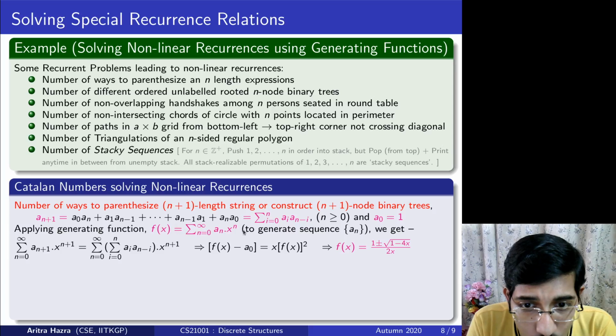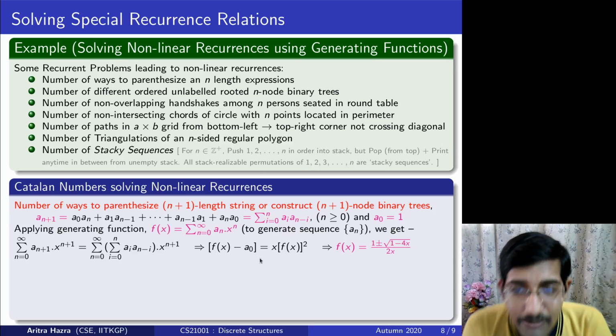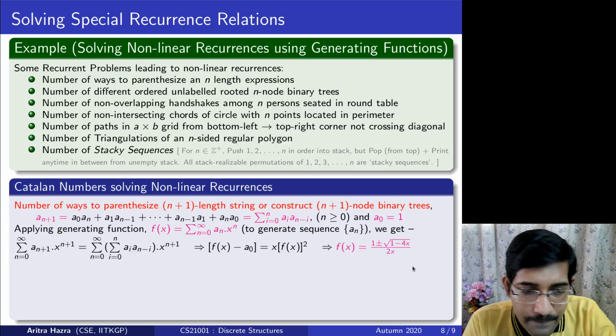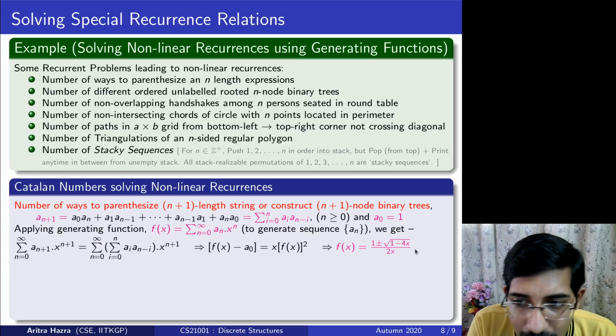F(x) squared, with the x to the power n coefficient, is the generating function here; it is just this summation of the terms. So we can write it this way. Now it's a quadratic kind of F(x) squared, where F(x) equals (1 minus or plus the root of 1 minus 4x) by 2x. If you try to simplify it, what do you need?